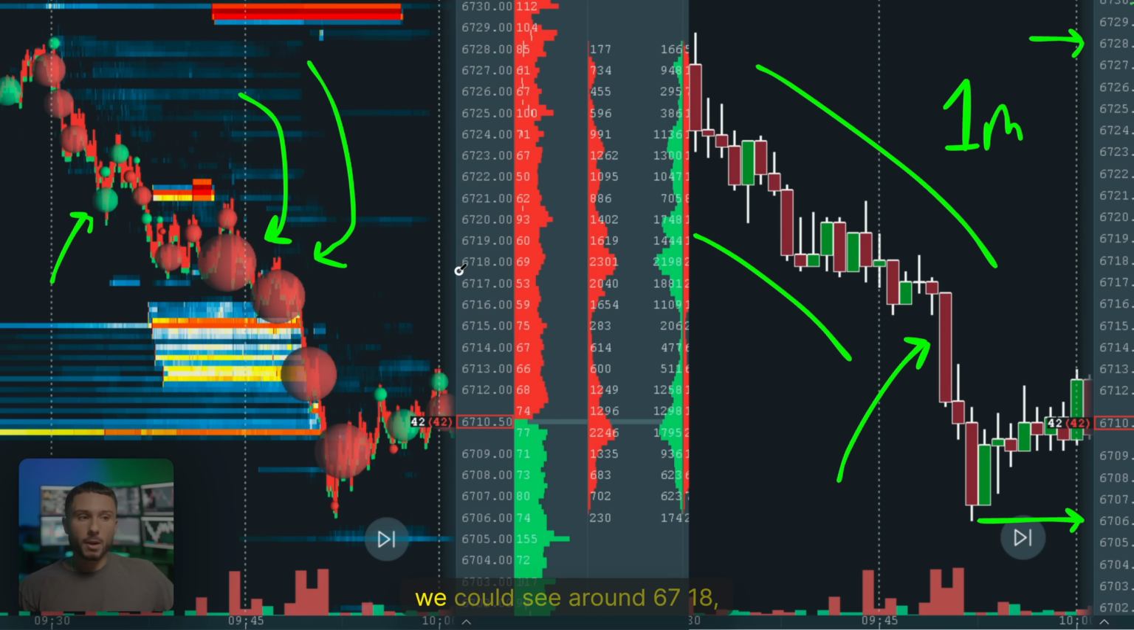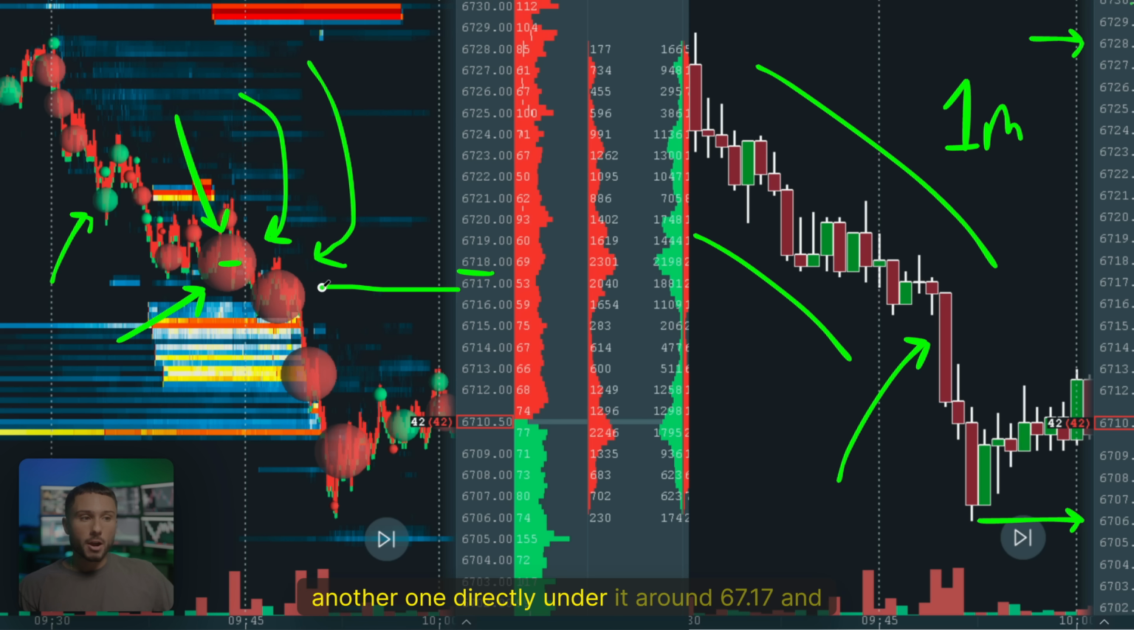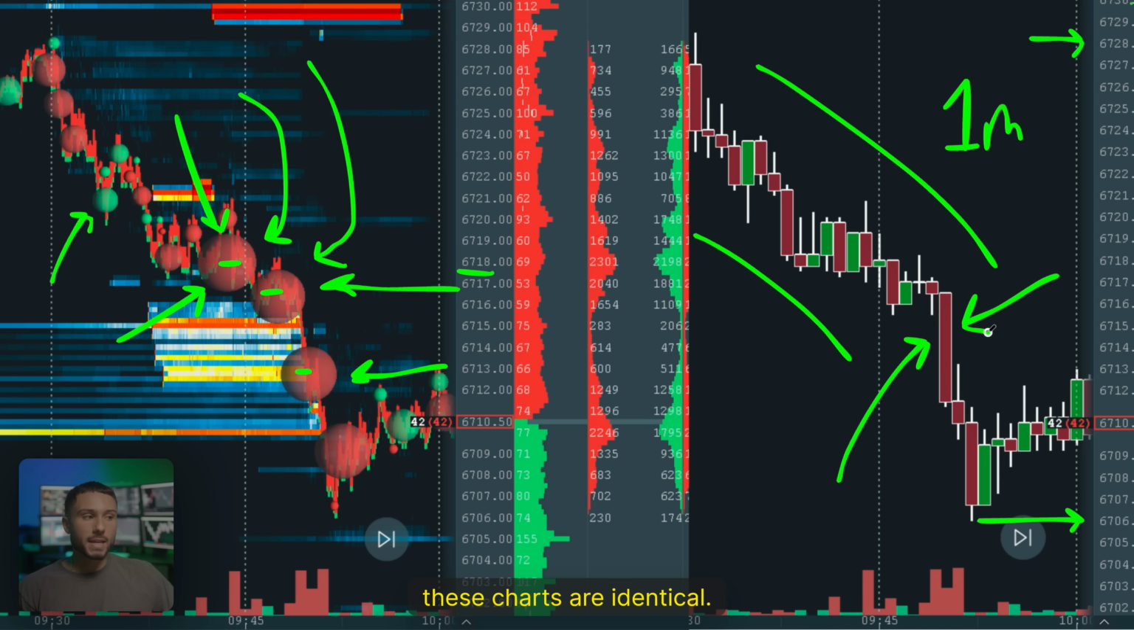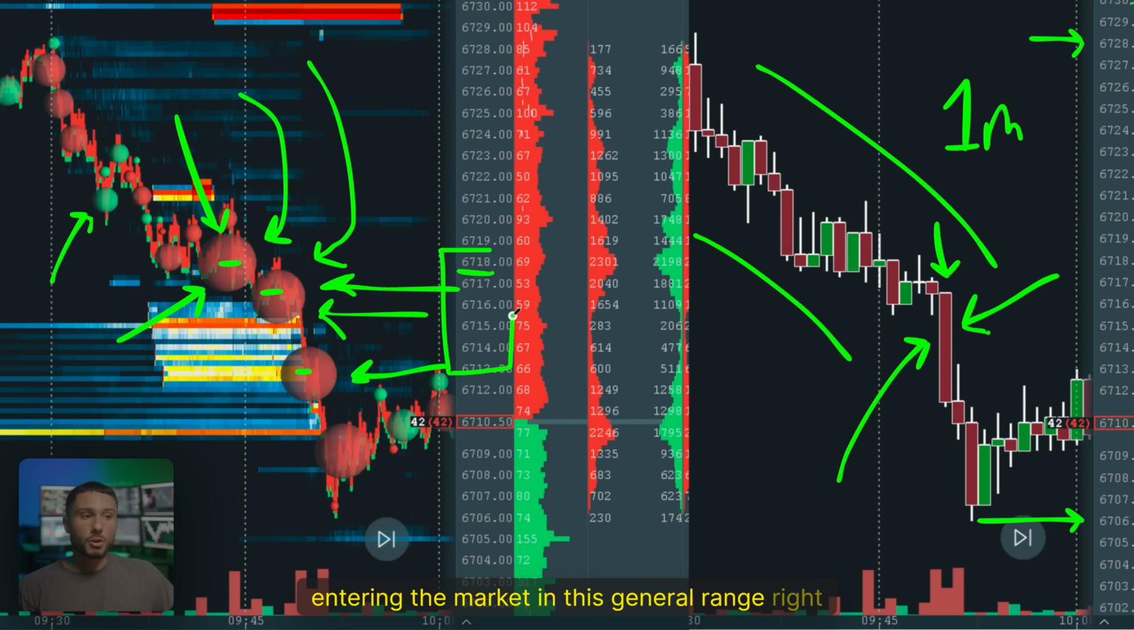In this example here, we can see around 67.18, a very significant outlier in terms of a large aggressive seller coming into the market with this volume bubble here. Another one directly under it around 67.17, and even some more down here around 67.13. We know that the market is selling off, and these charts are identical. What caused this large red candle to the downside is all of these aggressive sellers entering the market in this general range right around here.